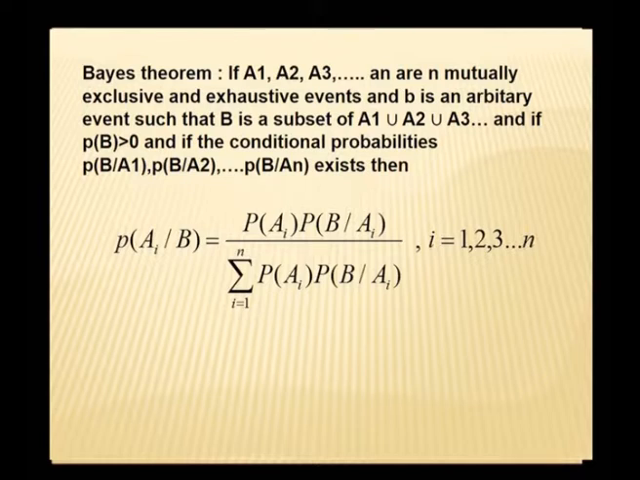That is, P of Ai by B is given by P of Ai into P of B by Ai, divided by sigma P of Ai into P of B by Ai, where the summation runs from 1 to n, and this is true for each of the events 1, 2, 3, etc., up to n.